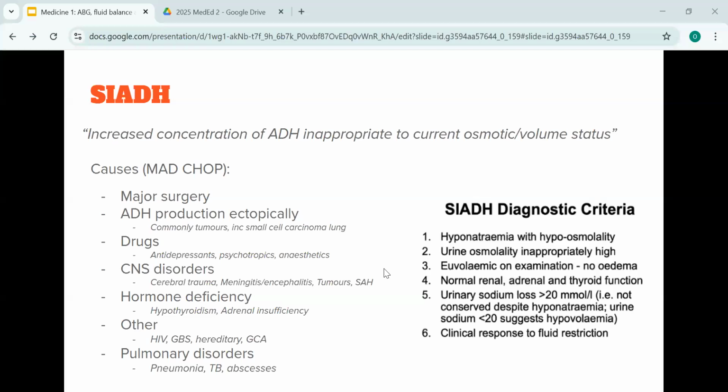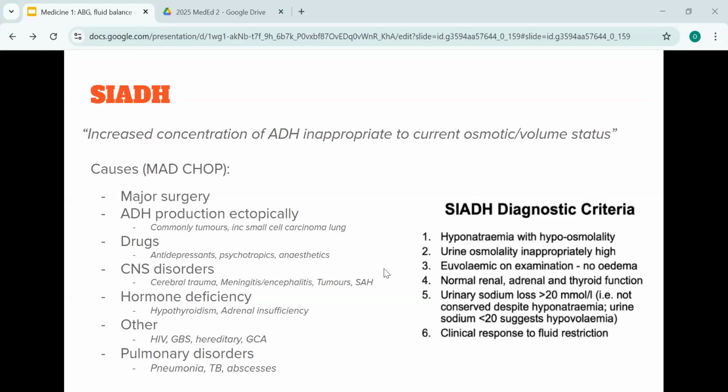SIADH, however, is something that you do need to know about. It's essentially just caused by inappropriate ADH secretion by the body. There's a whole long list of causes, but I like to remember them using the mnemonic MAD CHOP. Any major surgeries can cause an alteration in the RAS ADH axis, and that can cause disruption and SIADH. Ectopic production of ADH is really important, especially small cell lung carcinomas. Drugs or hormone deficiencies can also impact it, as well as central nervous system disorders and pulmonary disorders.